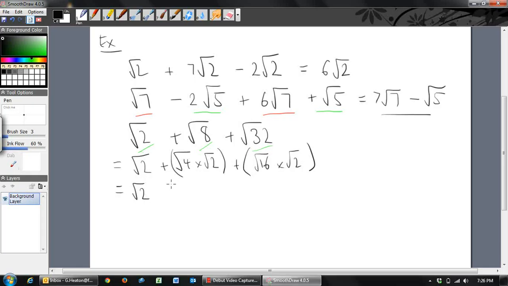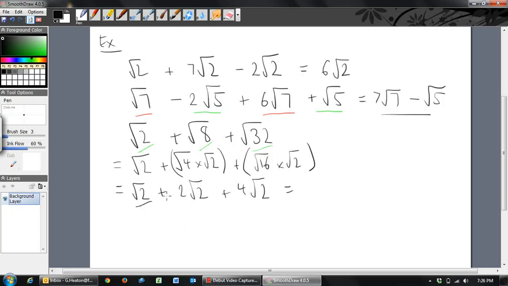And we'll simplify this. So I've got root 2 here. What have we got here? We've got root 4 times root 2. Root 4 is equal to 2, so that's just 2 root 2. I'm starting to simplify these a bit quicker. You'll get super quick at this the older you get. What's root 16 equal to? Well, root 16 is 4, so you've got plus 4 root 2 there.